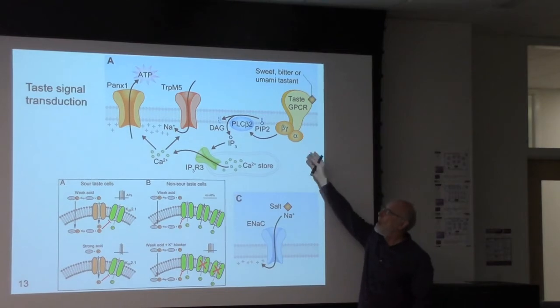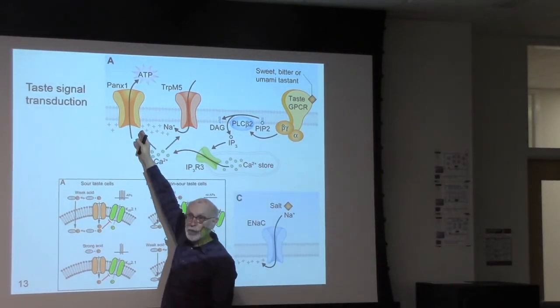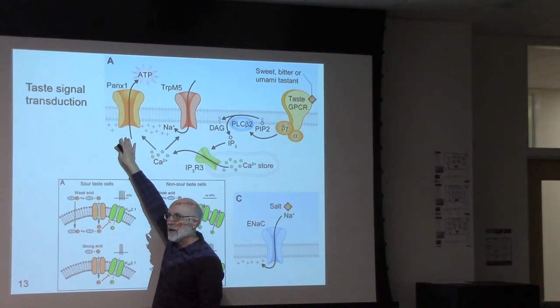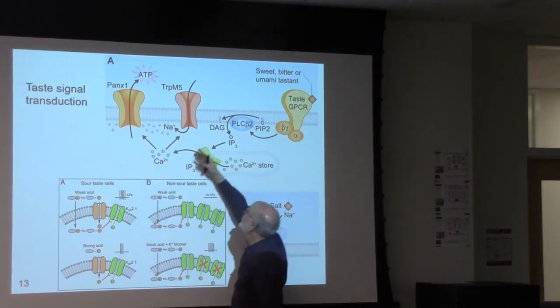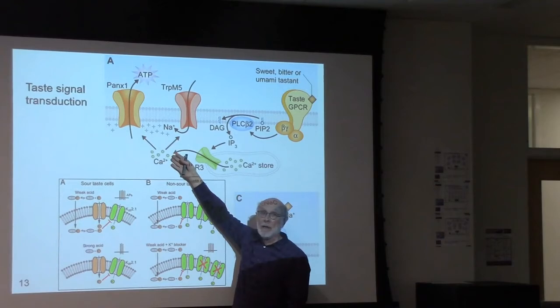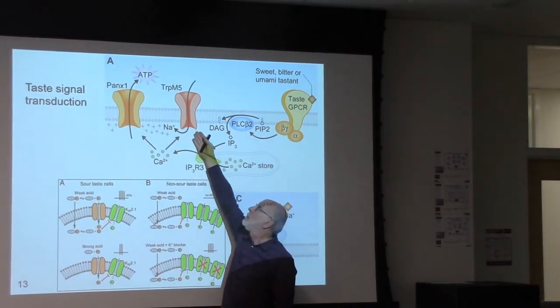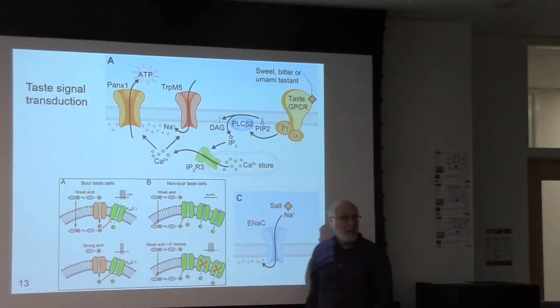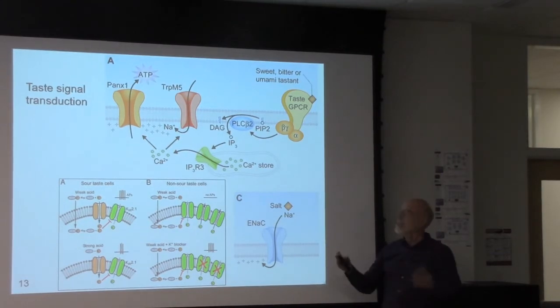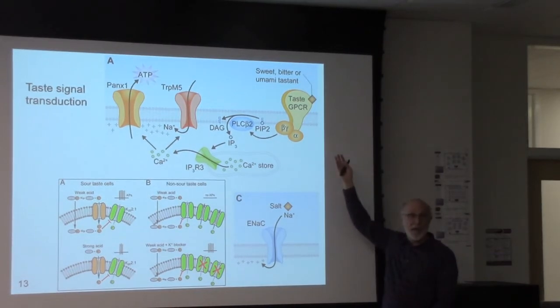Let's not worry about this annex 2. Just cross that out. Don't worry about that. But you do want to worry about this pathway. Calcium, not activating PKC, activating a calcium-activated cation channel. Sodium channel. Depolarization, neurotransmitter release, taste. Sweet, bitter, or umami.